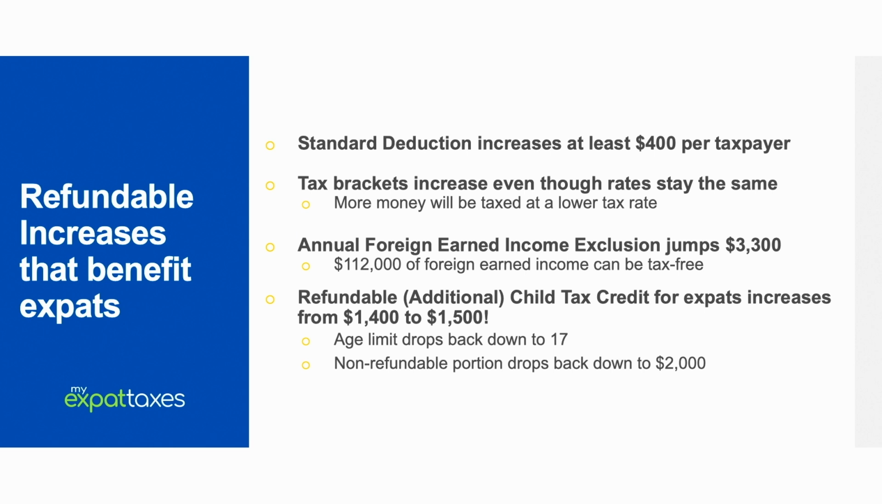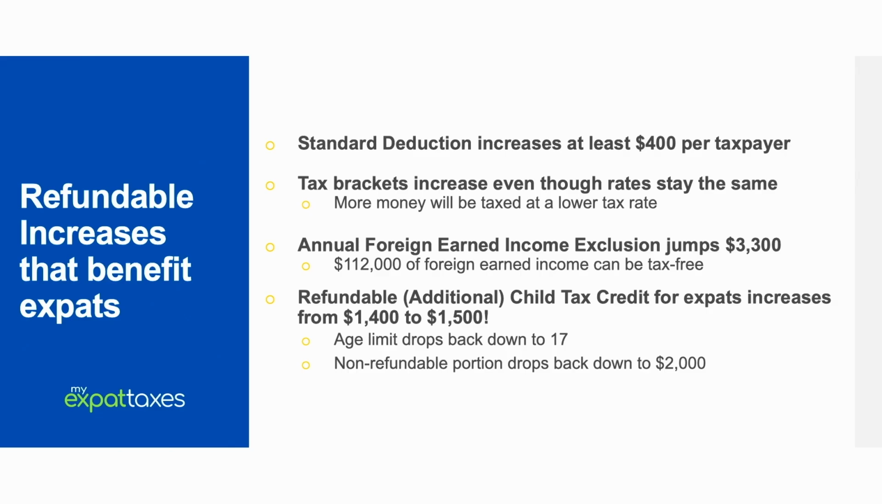Another great thing for you expats is that the annual foreign earned income exclusion has increased from $108,900 to $112,000. And that's great news because even if you don't pay any foreign taxes abroad, if you're a digital nomad, as long as you work abroad and you are eligible for the foreign earned income exclusion, which we'll talk about, you can exclude a lot of money and essentially have that tax-free.